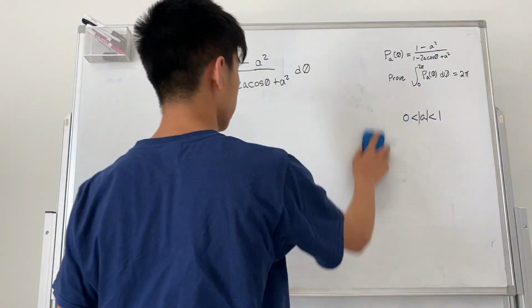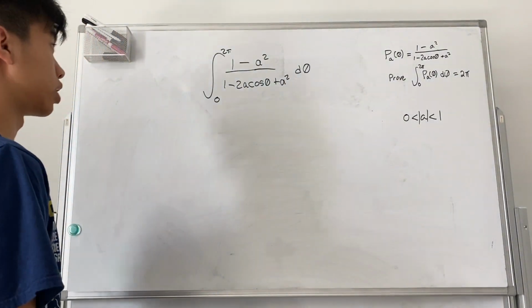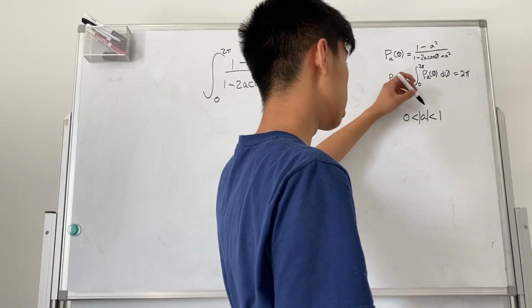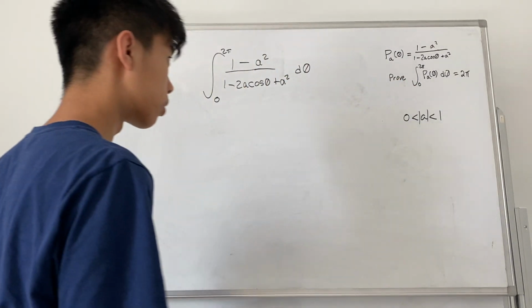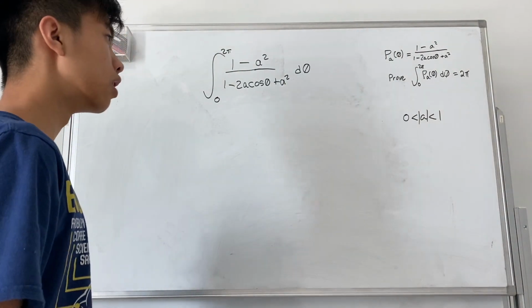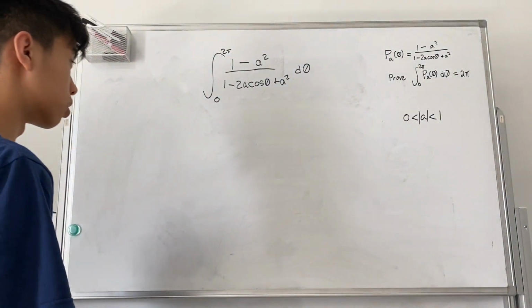Okay, so now we have the integral of the Poisson kernel from 0 to 2 pi. And one thing that we need to note is that the modulus of a must stay in between 0 and 1, or else none of this will work. That's one of the conditions of the Poisson kernel. And it's not important now, but it will be important later.